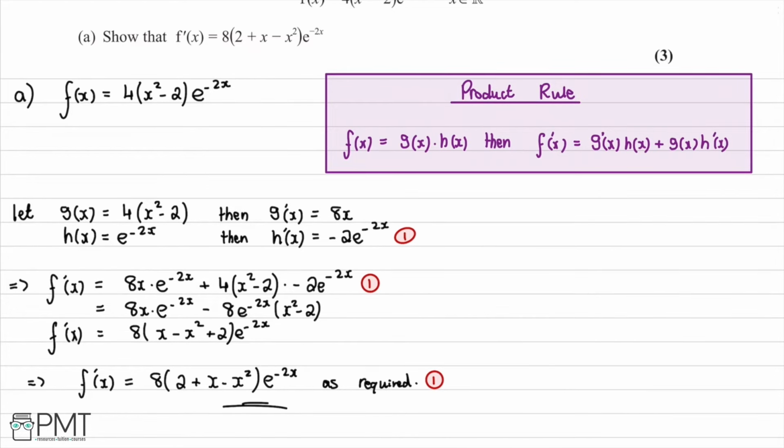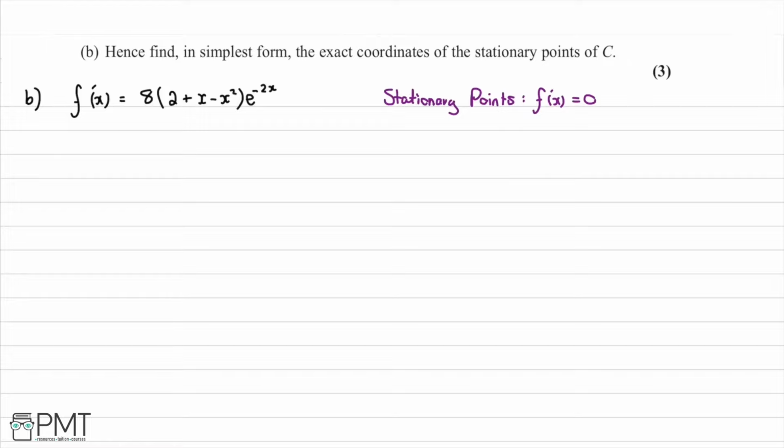So here in part B of the question, we're asked to find, in the simplest form, the exact coordinates of the stationary point of the curve C. So the first thing that springs to mind when we hear stationary point is that we want to set the derivative equal to 0 and then solve for x, and these will be the values of our stationary point. So I've copied down our work from part A.